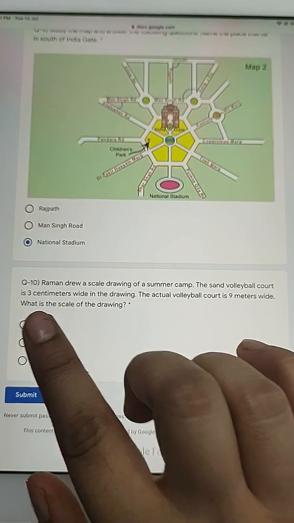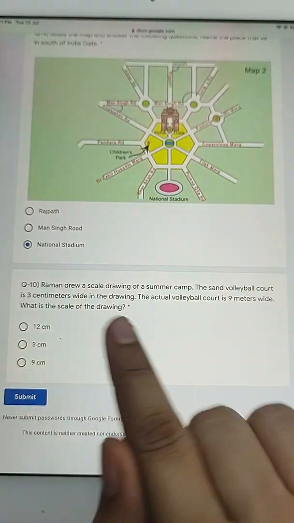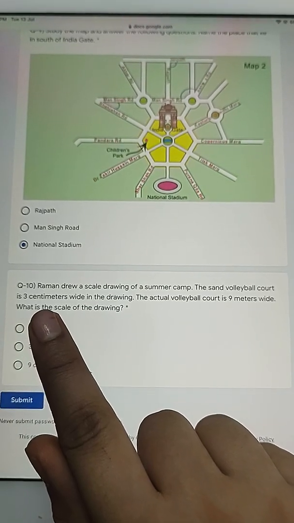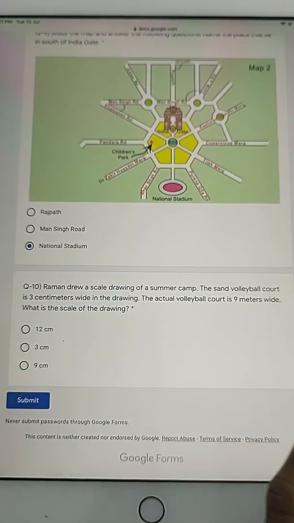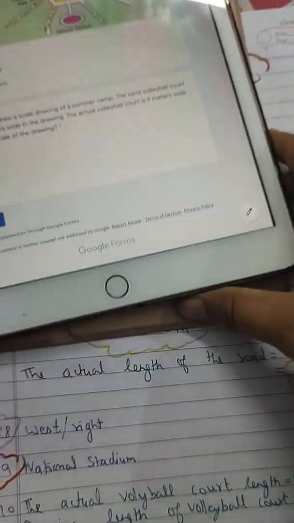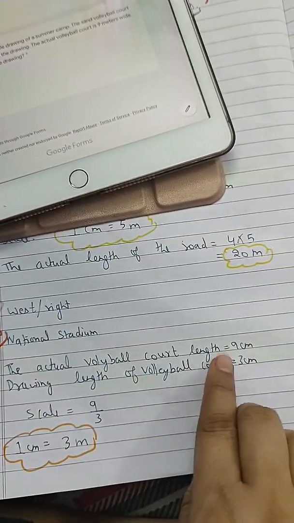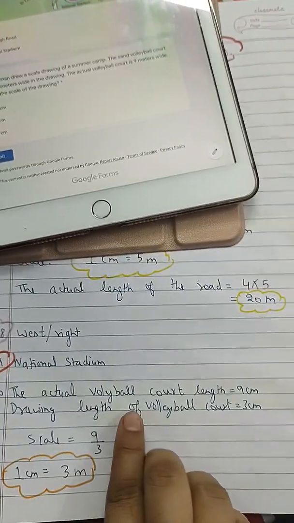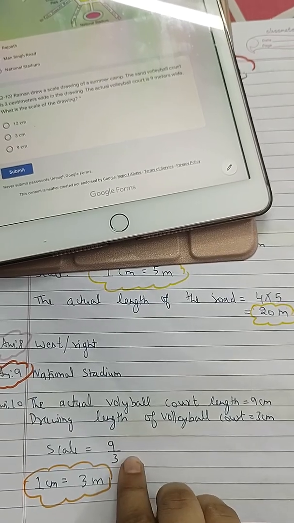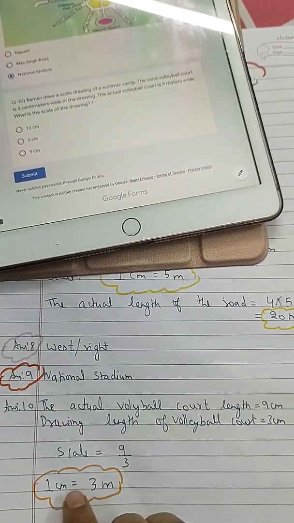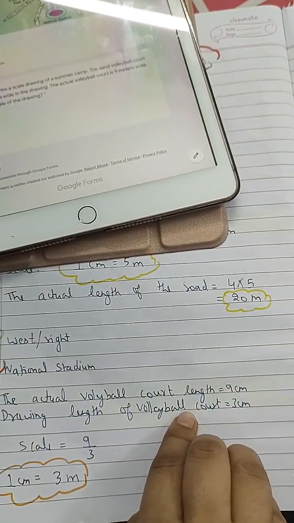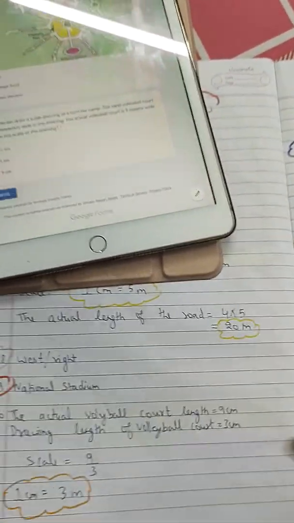Raman drew a scale drawing of a summer camp. The sand volleyball court is 3 centimeter wide in the drawing. So on paper, the length of the volleyball court is 3 centimeter. The actual volleyball court is 9 meters. You have to find the scale of the drawing. How are you going to find it? The actual volleyball court length is 9 meters. Drawing length of the volleyball court is 3 centimeter. So the scale would be 9 upon 3. So the scale will be 1 centimeter is equal to 3 meters. So here we have to write meters.